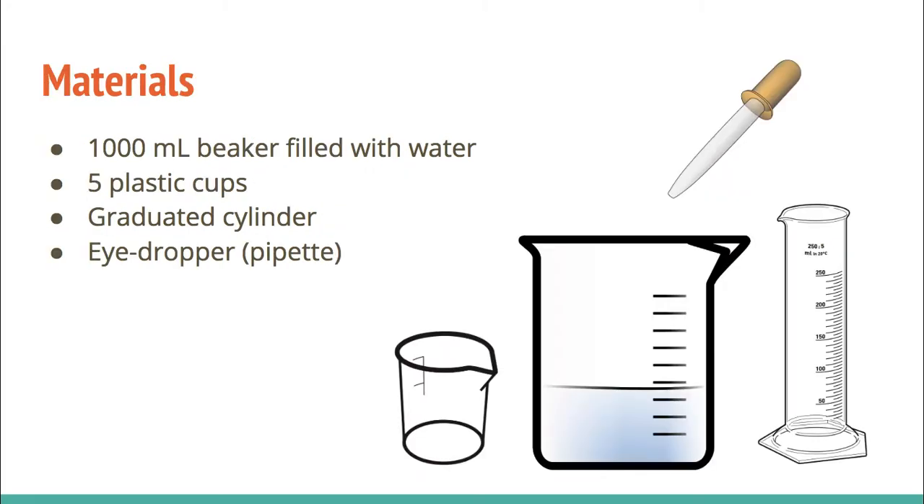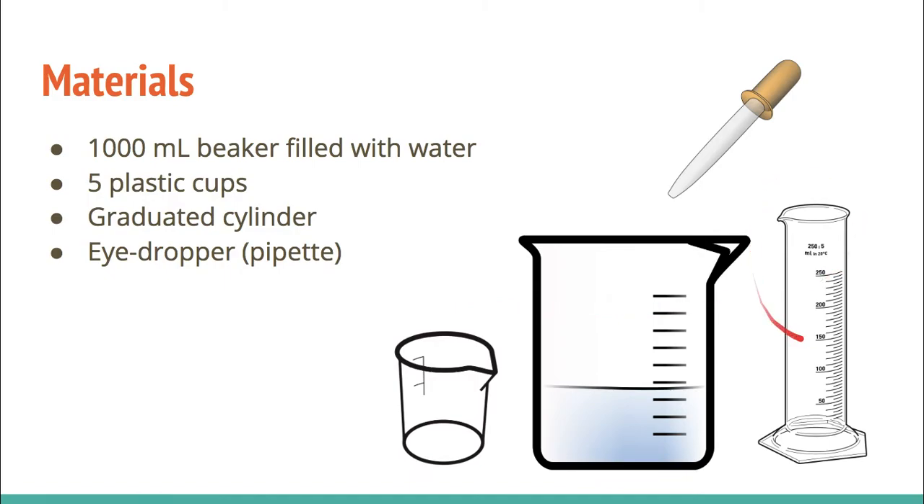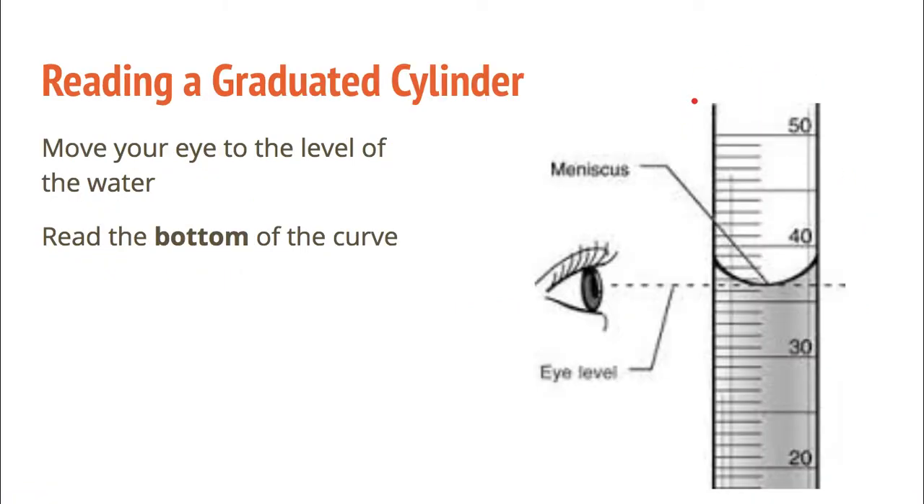For this lab, you'll need a 1,000 milliliter beaker filled with water, 5 small cups or beakers, a graduated cylinder, and a pipette or an eyedropper. The new tool is going to be the graduated cylinder. You fill a graduated cylinder with water.